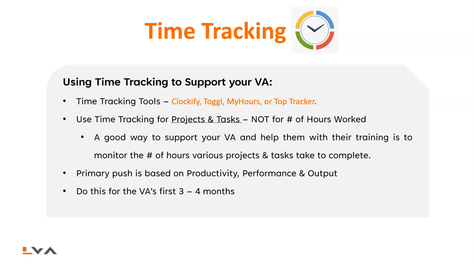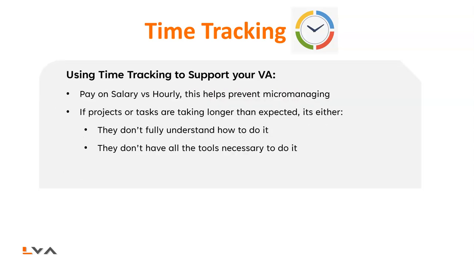You want to do this and have them use time tracking at least for the first 3 to 4 months. After a while, you'll get really good at knowing how long things are taking them, and then you no longer need to have them do this. Unless you bring in 3 or 4 brand new tasks that they've never done before, maybe you can bring this back in just to monitor if they need help or not. You want to pay on salary versus hourly, and this helps prevent micromanaging.